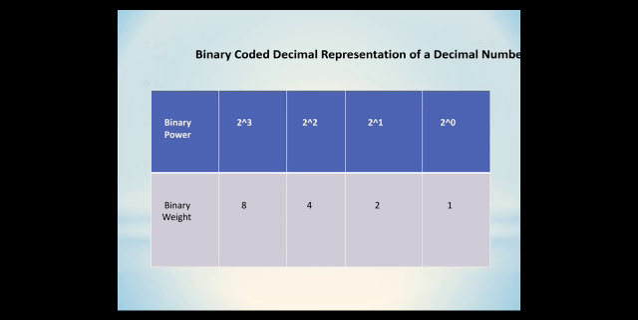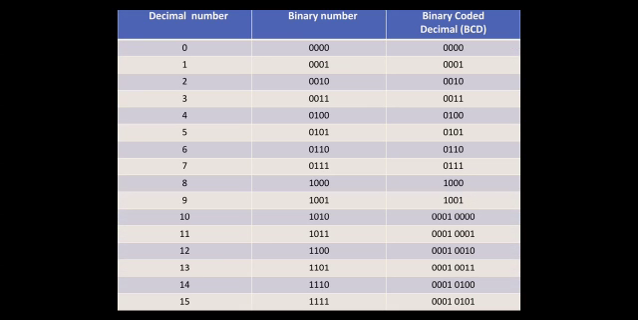Here, we already know these are the binary powers and the corresponding binary weights 8, 4, 2, 1, that is the 8421 code. Next, this is the tabular form of decimal numbers and corresponding binary numbers as well as BCD codes.